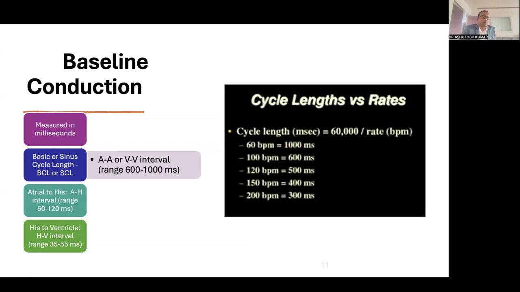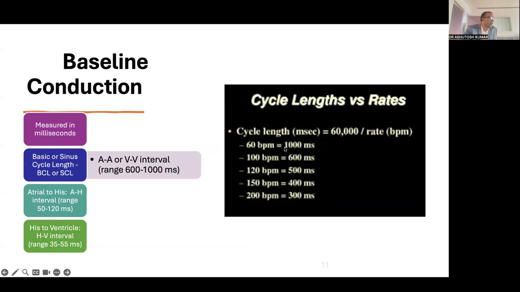In the EP lab, we will not be saying the heart is 80 beats per minute or 70 beats per minute. We will be saying 1000 milliseconds, 600 milliseconds, 500 milliseconds. So the number going down means heart rate is going up. Simple. If you want to know the cycle length for a heart rate, it is 60,000 divided by the rate. So a patient heart rate of 60 beats per minute is 1000 milliseconds.